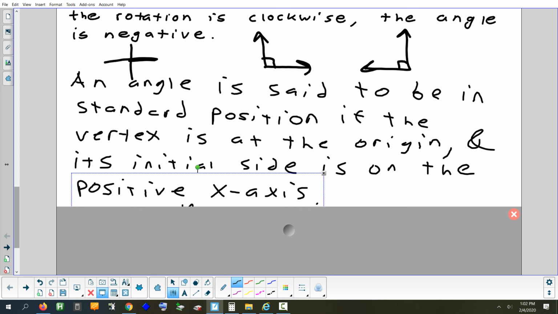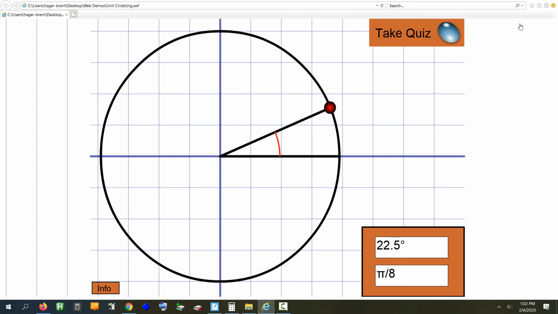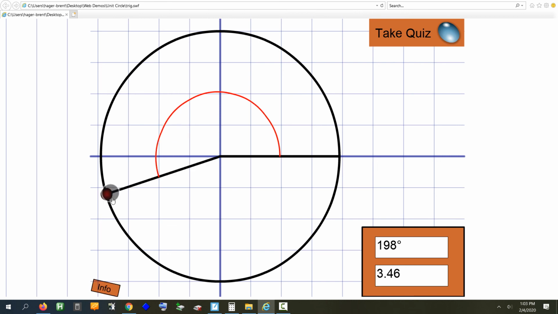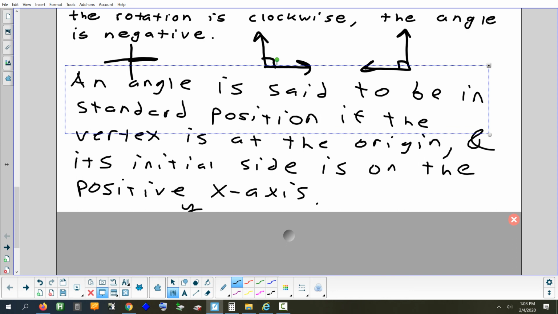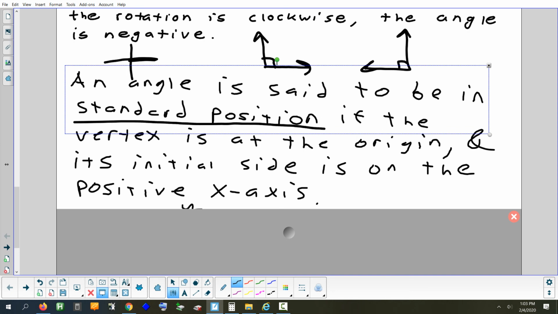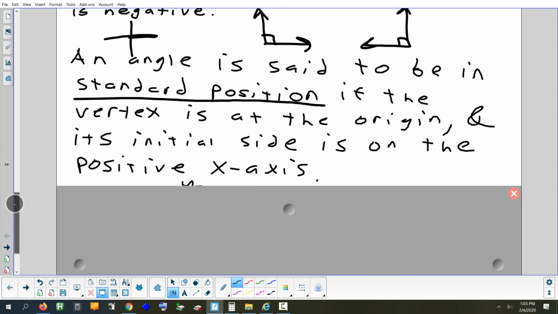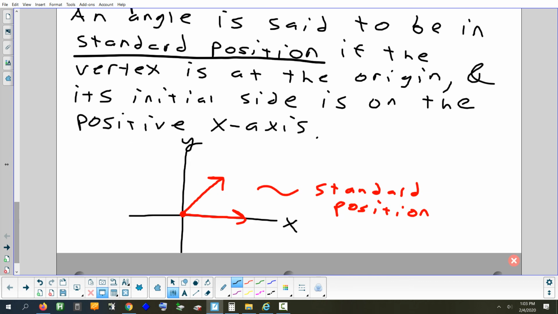Every angle that I was drawing in this program for you, these are all in standard position. The vertex is always at the origin, never moves, and the initial side always stays right there on the positive x-axis. Terminal side can be wherever you want. But the vertex has to be there. The initial side has to be there in order to have what's called standard position. And there's another example of an angle that's in standard position.